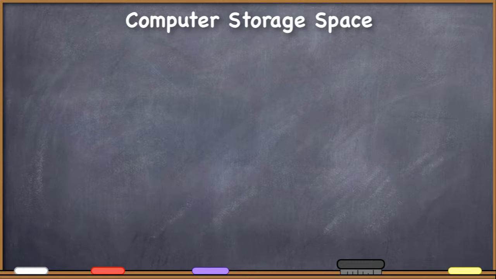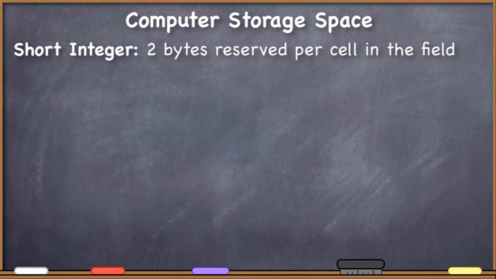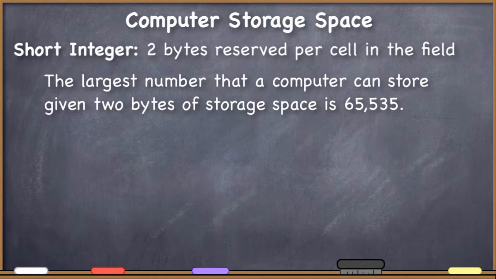This is important because it has to do with how much disk space your computer reserves to store the value entered into the cell in the field. Whenever you declare a data type, the computer establishes what are called markers to reserve a certain amount of storage space for each cell in the field. In the case of the short integer, the computer reserves 2 bytes of storage space for each cell in the field. Again, this is the amount of space that's reserved for each cell in the field, not the total for each field. What's the largest number a computer can store given 2 bytes? Well, it's 65,535. We'll look at that more in a moment.